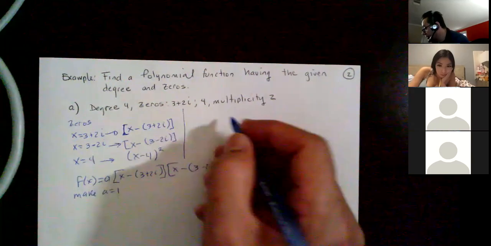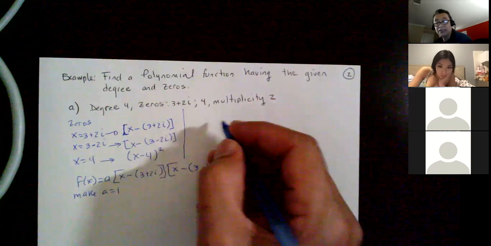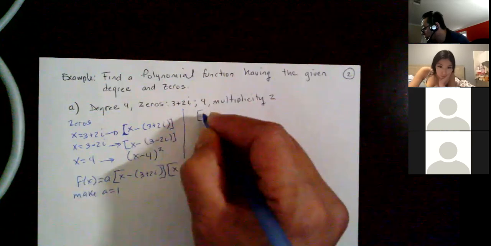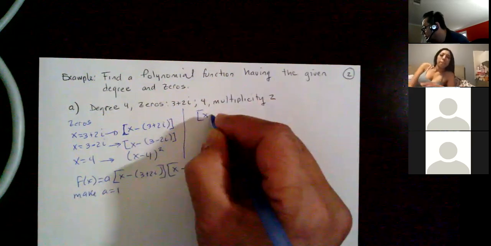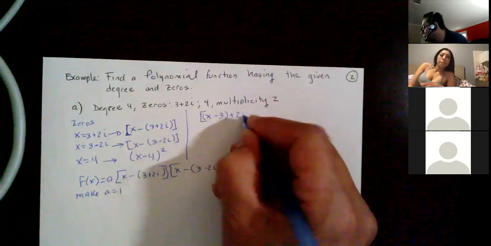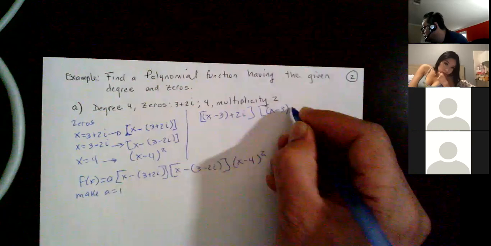So notice these two factors, notice how I'm going to rewrite these two factors. I'm just going to multiply these two, okay? Here. Notice what I'm going to do. I'm going to do it this way: x minus 3 plus 2i times x minus 3 minus 2i.